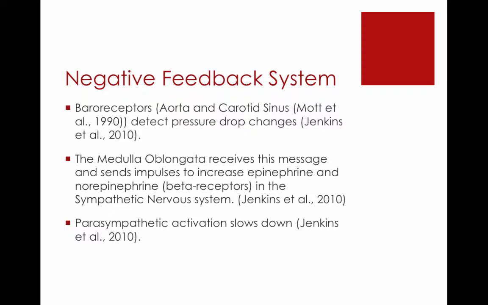So just before we begin, let's have a look at a negative feedback system. So in a normal setting, when homeostasis is disrupted, such as hypotension, baroreceptors in the aorta and the carotid sinus detect this pressure drop change. They send an impulse to the medulla oblongata to increase the sympathetic activity of the epinephrine and norepinephrine beta receptors. They also slow down the parasympathetic activity.